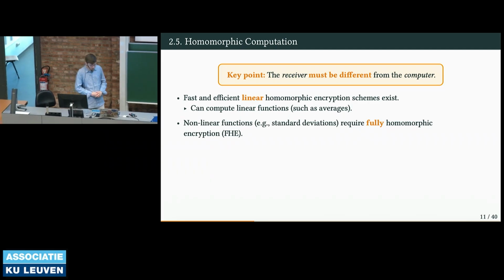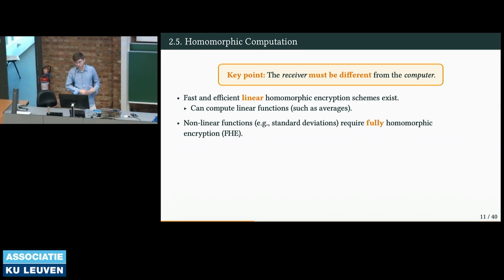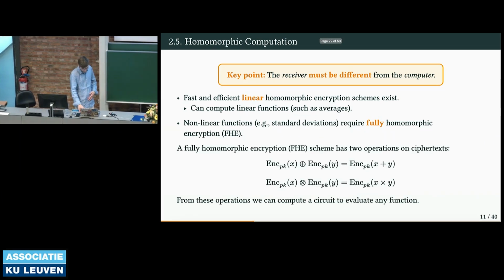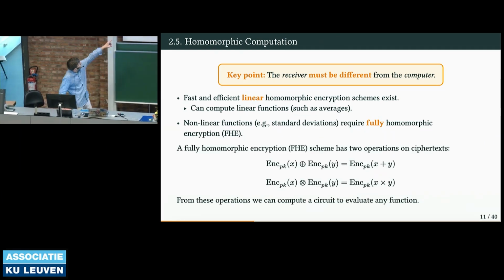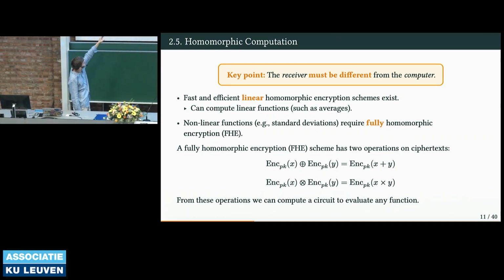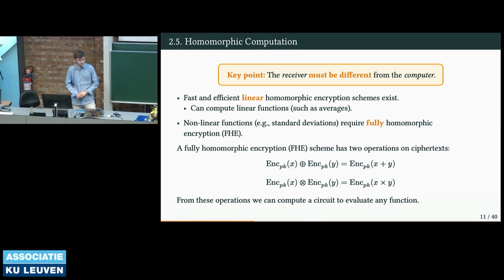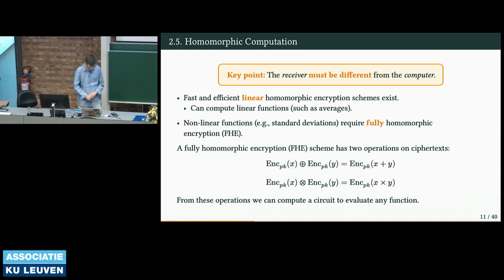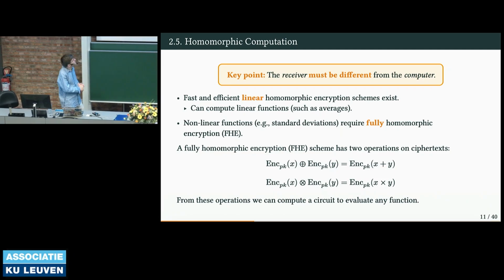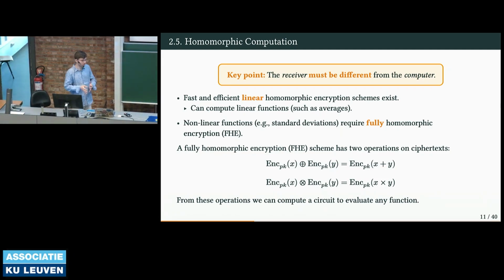So these require what's called fully homomorphic encryption, so FHE, and I do believe you'll have more talks about this during the rest of the course. But essentially FHE, so the first line is what we had, additive. FHE also lets you do multiplication. So you can do both of these operations, and then computer science tells you that if you can add and multiply, you can compute whatever you want to compute.